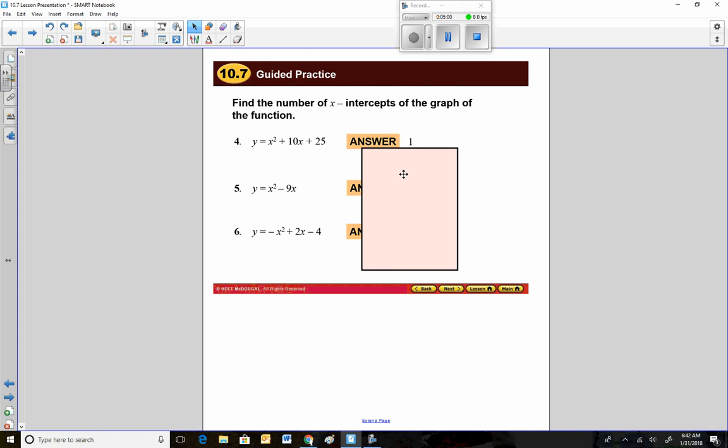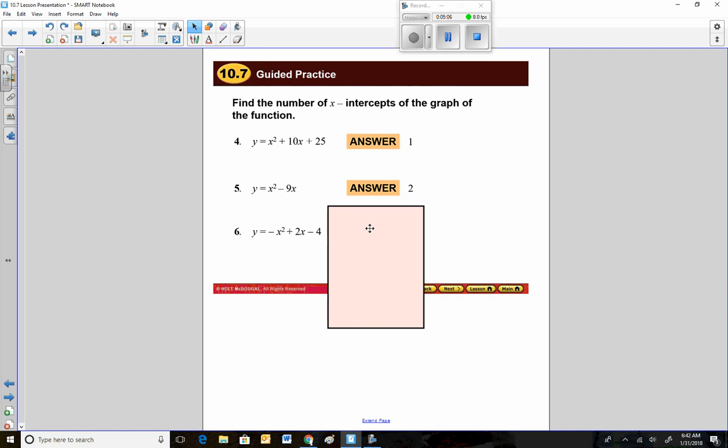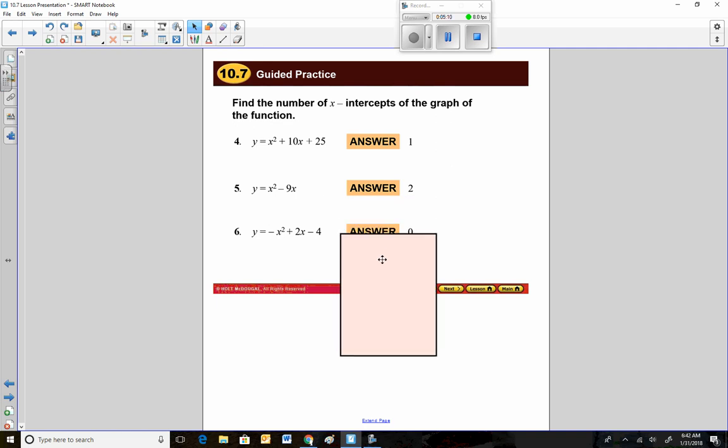Welcome back. Let's take a look. For number 1, your discriminant was a 0, so it's 1 intercept. And for number 5, it was a positive answer, so there are 2 intercepts. And for number 6, it had a negative, so there are 0 intercepts.